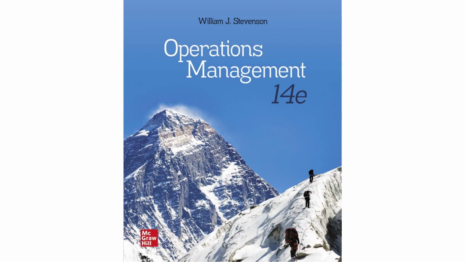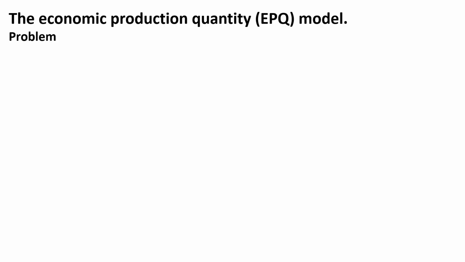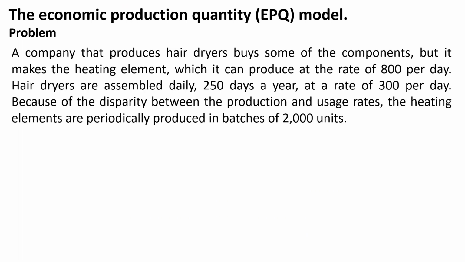The problem solved here is from the Operations Management book written by William Stevenson. It illustrates the use of the economic production quantity model in production planning. A company that produces hair dryers buys some of the components, but it makes the heating element, which it can produce at the rate of 800 per day. Hair dryers are assembled daily, 250 days a year, at a rate of 300 per day. Because of the disparity between the production and usage rates, the heating elements are periodically produced in batches of 2,000 units. Solve the following questions.